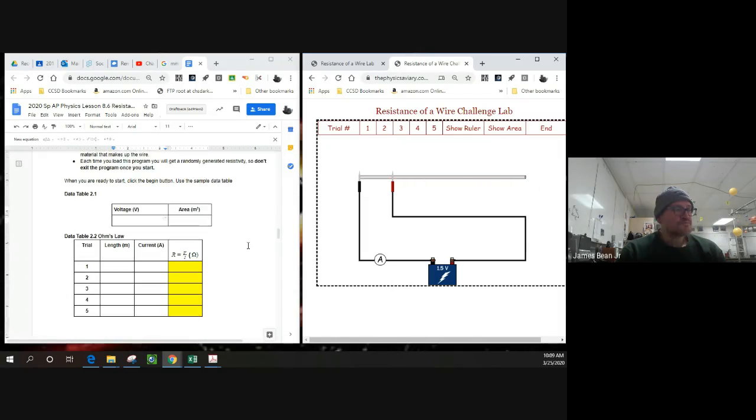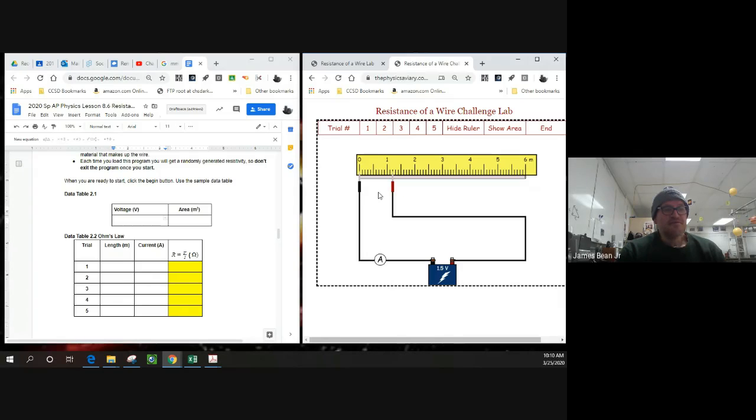Now, down here, we have a table in which we need to collect some data. It has 5 trials. I'm going to go up here and show the ruler. So I hit ruler, and these are some electrodes, a positive electrode to the positive terminal and a negative electrode to the negative terminal here.